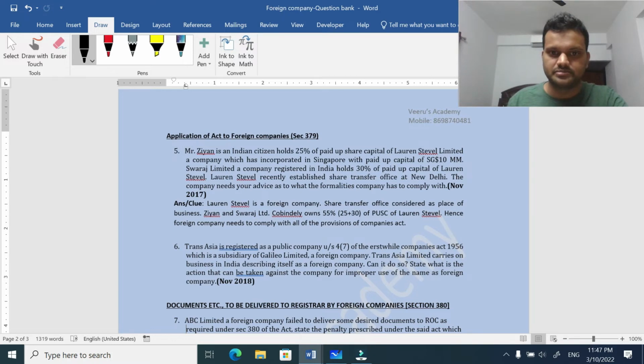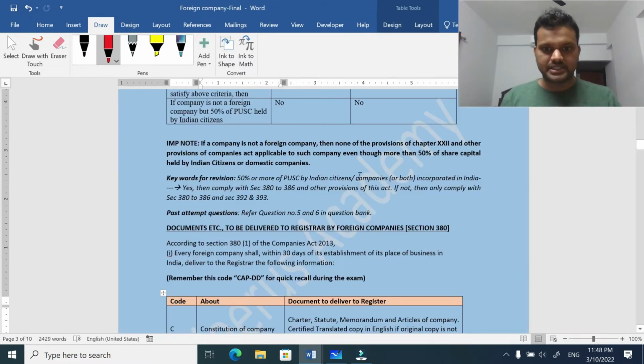Part 2 of the question is whether it needs to comply with Section 379. That is the reason they have given you the shareholding. Mr. Jian, an Indian citizen, holds 25%, and another company, Swaraj Limited, holds 30%. 30 plus 25 is 55, so more than 50%. Then, apart from Chapter 22, it has to comply with the other provisions of the Companies Act. For its business in India, Lauren Stevel will be considered an Indian company only, and all the provisions of Companies Act 2013 will be applicable to it as well. That is the conclusion. Let's move on to another section.